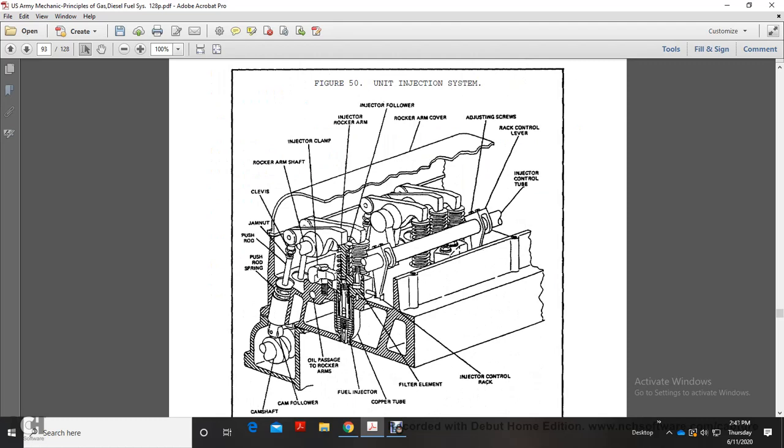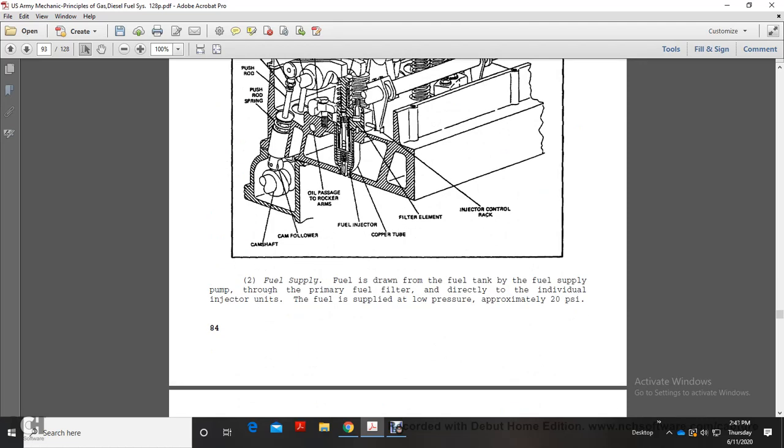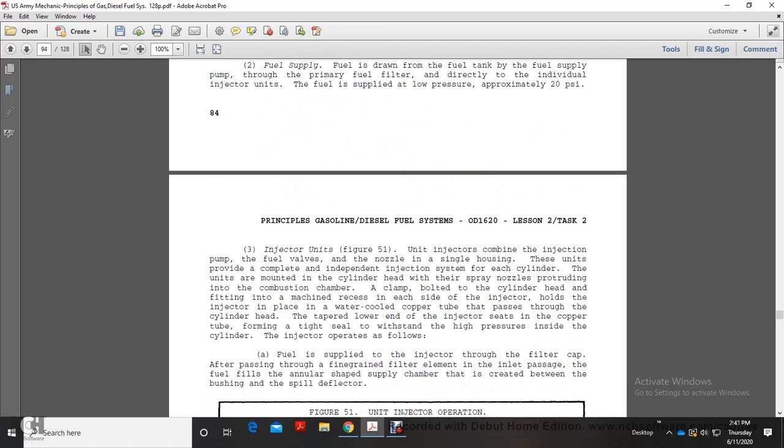This is your unit injection system. Fuel supply. Fuel is drawn from the fuel tank by the fuel supply pump, through the primary fuel filter, directly to the individual injectors. Fuel supply is at low pressure, approximately 20 psi.